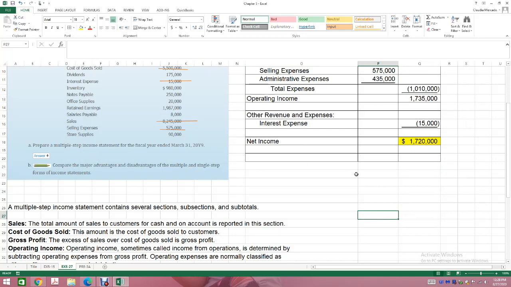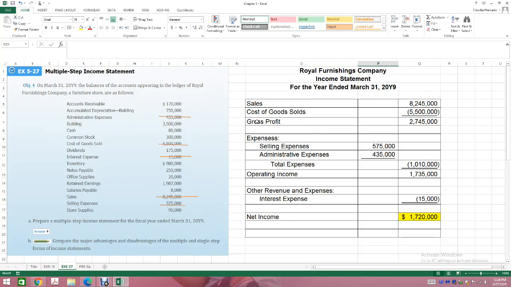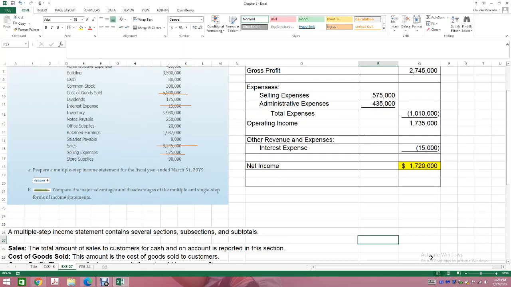Prepare a multiple step income statement for the fiscal year March the 31st. So we have everything done. You start with your sales minus your cost of goods sold, which gives you your gross profit. And then you subtract your selling and admin expenses. You get the total, and you subtract that from your gross profit to get your operating income. And then from your operating income, if you have any additional revenue or expenses that do not fall into the normal operations of a business, you include them here. In this case, we have $15,000 of interest expense. Then finally, you calculate your net income, which is your operating income minus any additional expenses or plus any other revenues, and then you'll get your income.